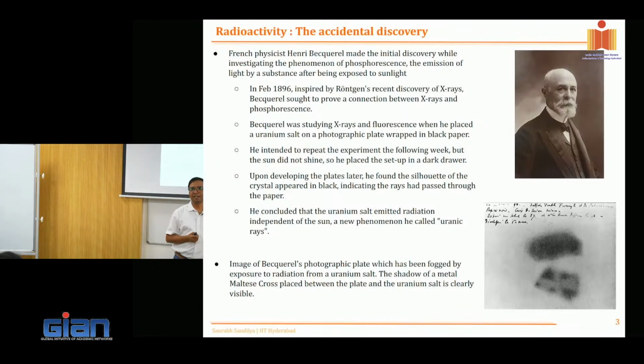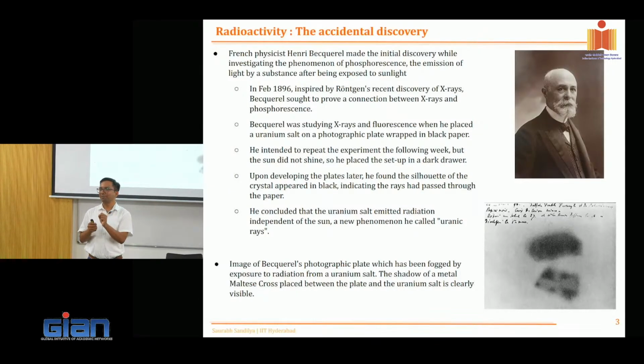At that time it was cloudy, and he postponed his plan. He wrapped the sample in black paper and kept it in a drawer with a photographic film. Even though it was irradiated neither with X-ray nor with sunlight, still something was coming out. That was very weird to him. It happened to be placed on top of a cross, and it formed the image of the cross also. That is an actual thing.